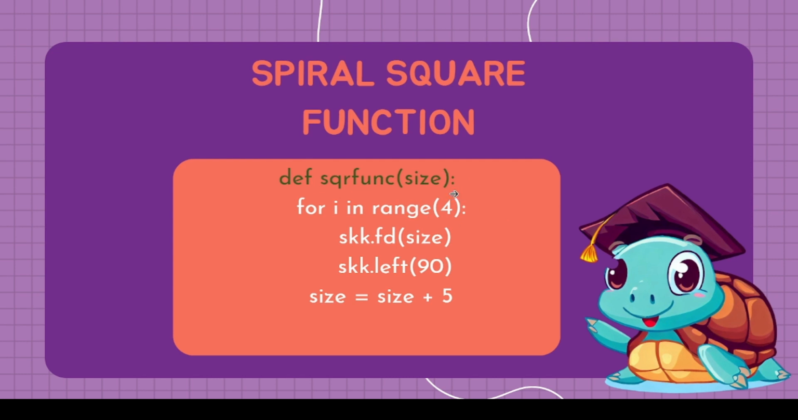After drawing the first square, we'll increase the size by a fixed amount. Example, we'll take it as 5. This increment ensures that each subsequent square is slightly larger than the previous one. The loop within the square function ensures that each square is drawn with all 4 sides, creating the square shape.